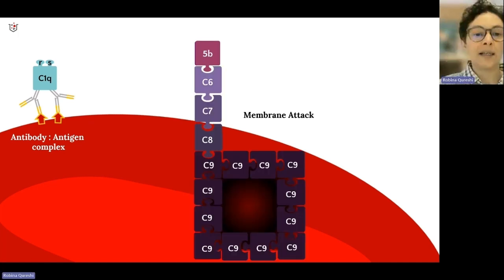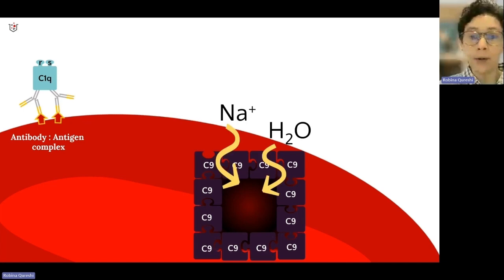So our C5a moves off into circulation, and now we've got C5b, which will then bind C6, then C7, then C8, which in turn causes multiple molecules of C9 to bind together. And what that does is form a hole in the membrane. So it's like a little pore, a little punch hole into that membrane. And that allows uncontrolled influx of sodium ions and water into the red cell, which causes it to swell.